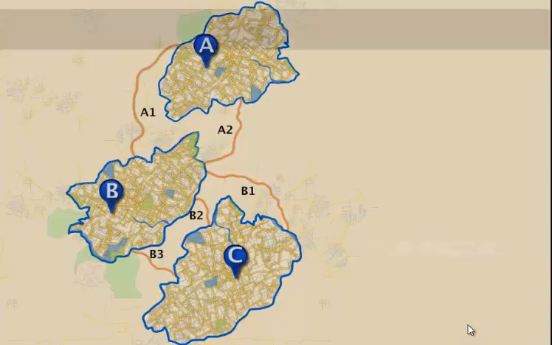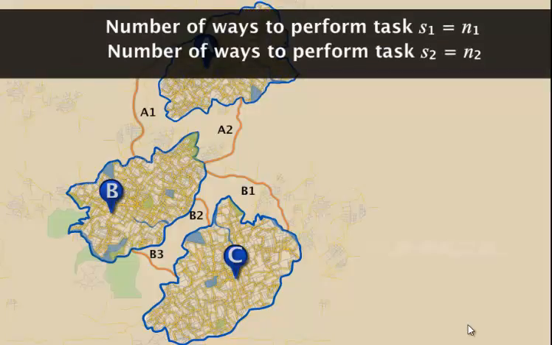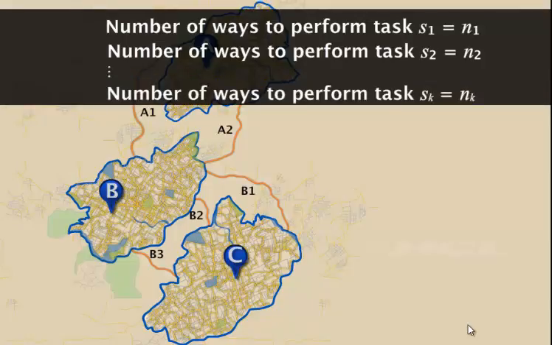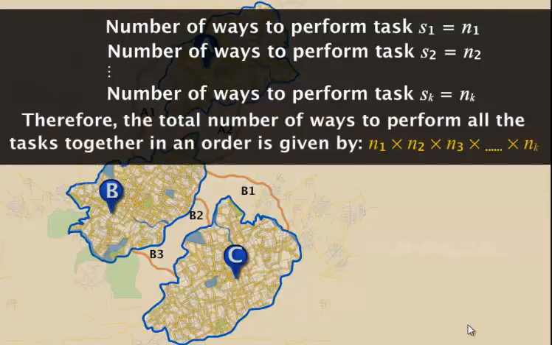That is, if there are n1 ways to perform task S1 and n2 ways to perform task S2 and so on to nk ways to perform task Sk, the total number of ways to perform all the tasks together in a particular order is n1 times n2 times and so on up to times nk.